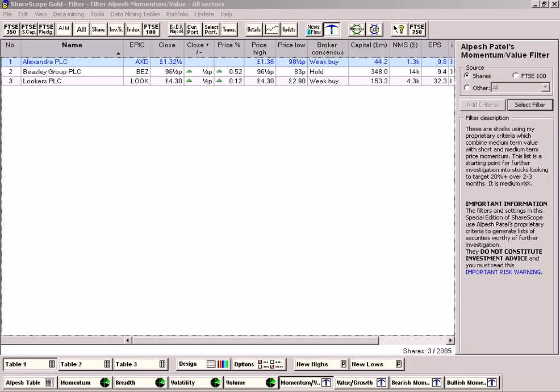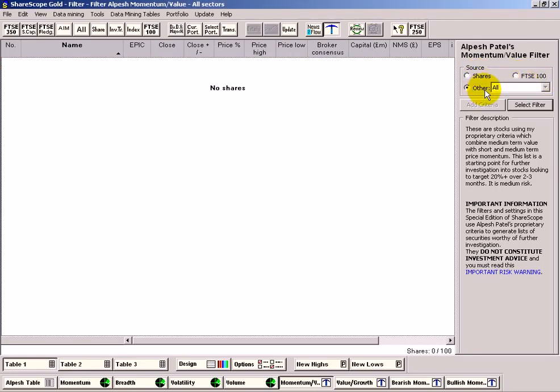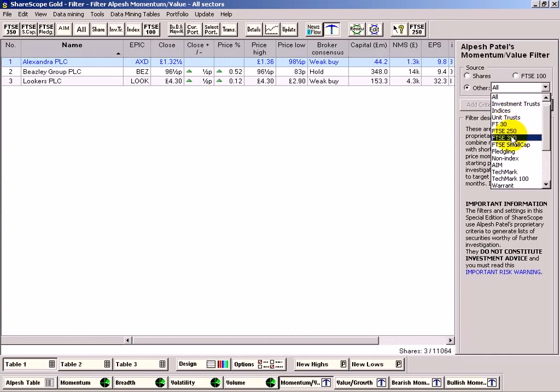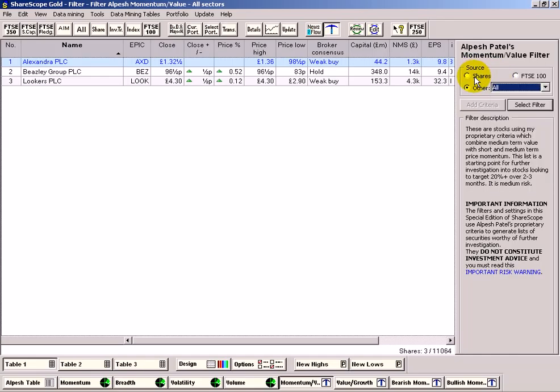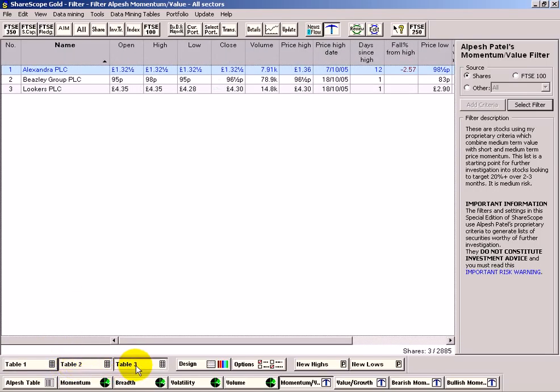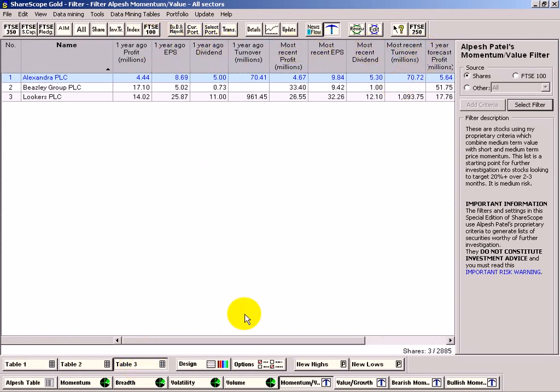Now, once you click on that button and you look at shares, you might want to focus on FTSE 100. There are none in the FTSE 100 which are being shown at the moment. You might want to look on any of these other indices. I tend to look at shares in totality. Then if you click on any of these other tables, they'll of course show you different bits of information about these companies, and scrolling across you'll see.